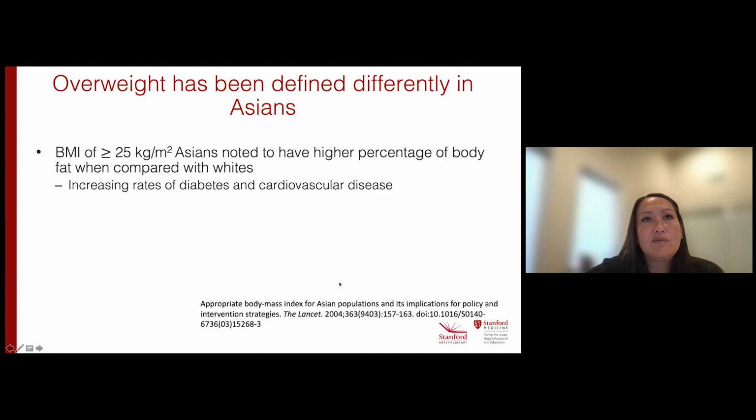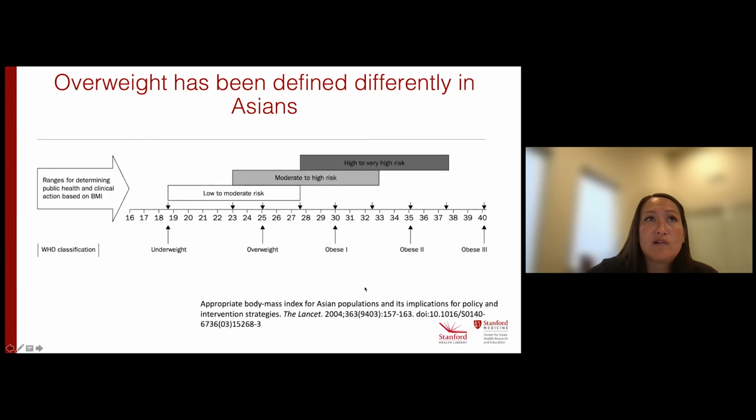This was from a WHO consult series, and it was talking about how patients with a BMI of greater than or equal to 25 who are Asian are noted to have higher percentage of body fat when compared with whites, and then also have increasing rates of diabetes and cardiovascular disease. And in the same expert consultation, they put cut points to be added for points of public health action.